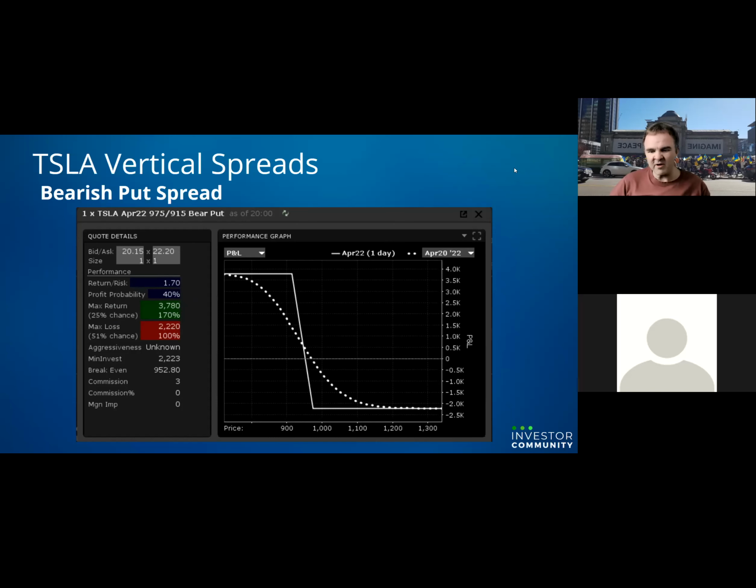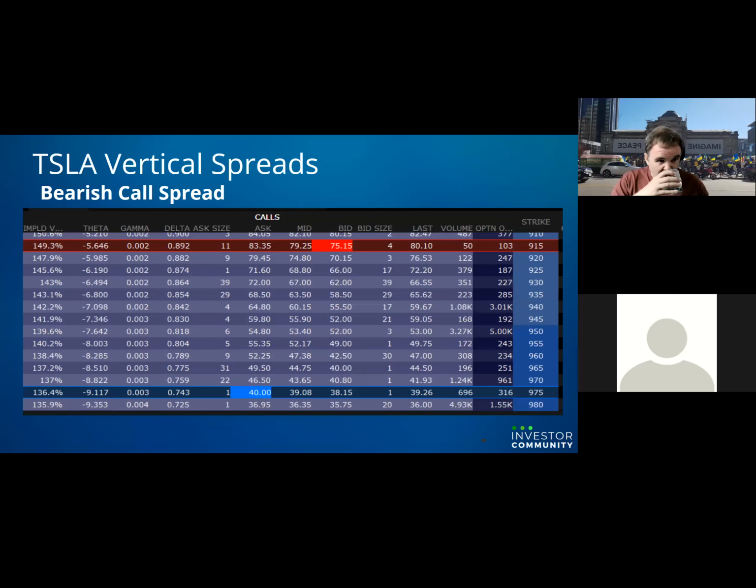Now things get a little more interesting here. Let's look at the bearish call spread. So do a bearish call spread. We're going to buy the 975 strike. That's going to cost us $40. We are going to sell the 915 strike, and we are going to collect $75.15. So can anybody tell me, what does this cost us? Anybody? The difference between the two prices.